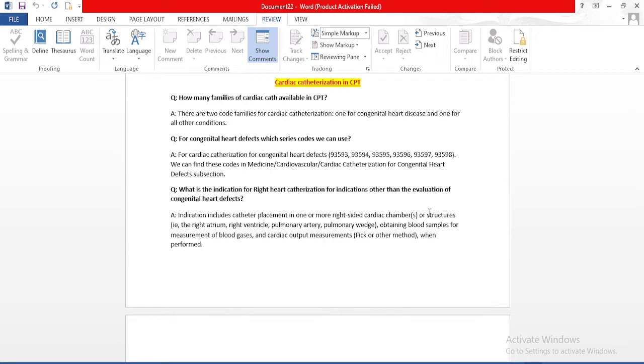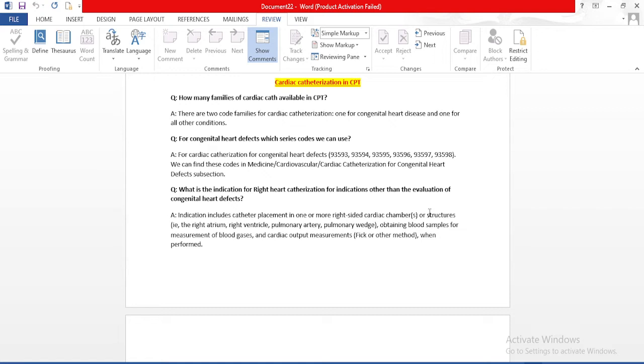First question, how many families of cardiac cath are available in CPT? Usually we have two types of cardiac catheterization. One is for congenital heart disease and one is for other than congenital heart disease. So here we have mentioned one for all other conditions.